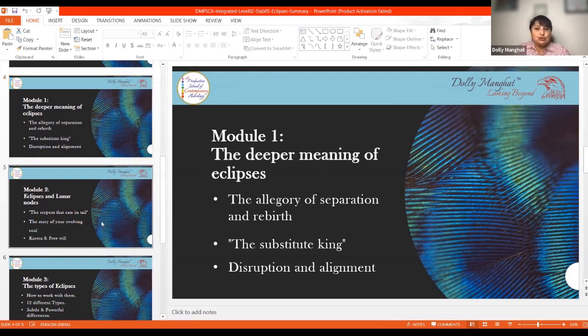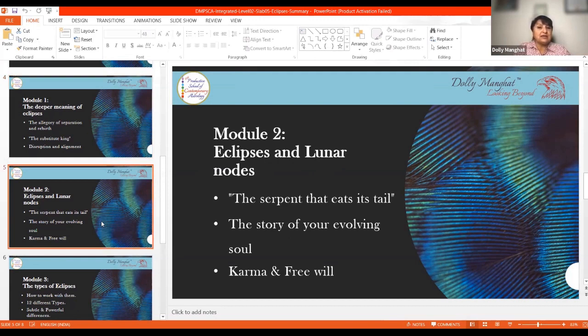In module 2, I would be teaching you about eclipses and the lunar nodes in detail. The serpent that eats it all, or the serpent that eats its tail. The role the lunar nodes play in eclipses is phenomenal. What the nodes tell you about the story of your evolving soul as you keep growing in life. Why some eclipses are all about karma, while other eclipses are all about free will.